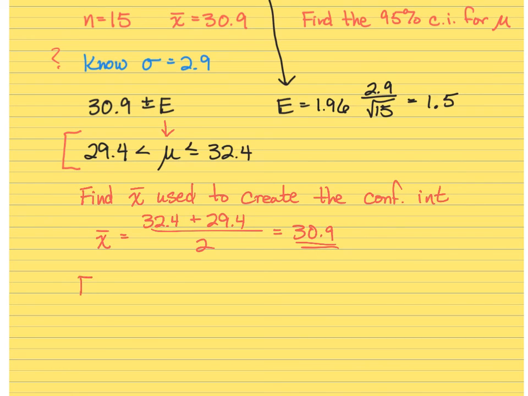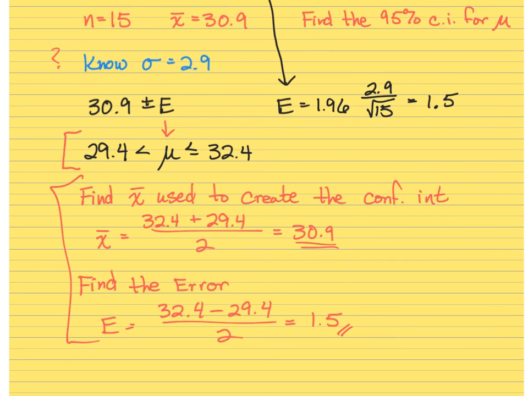The other thing is to find the error. Suppose all you have is the confidence interval, and you want to know what the error is. The error is equal to the upper limit, 32.4, minus the lower limit, 29.4, divided by 2, and that's going to be 1.5. So in the unusual case where they give you the confidence interval and that's all they give you, and they want you to find the sample mean and the error, this is how you do it.